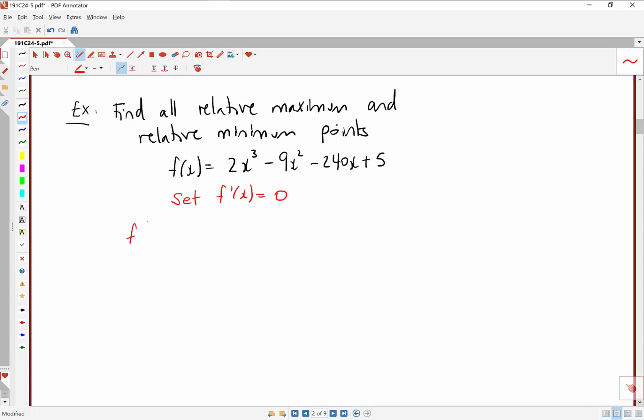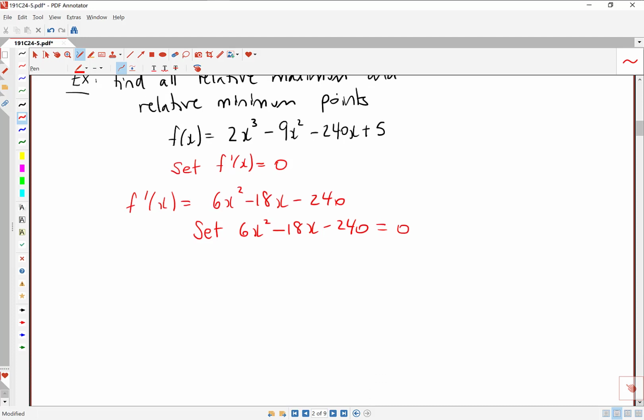Okay, so let's take f prime of x first of all. We get 6x squared minus 18x minus 240. And then what we want to do is set f prime of x equal to 0. So we're going to set 6x squared minus 18x minus 240 equal to 0. And typically that's going to involve some factoring. So we can actually pull out a 6 from each of these coefficients here. That would leave x squared minus 3x minus 40 in the brackets there.